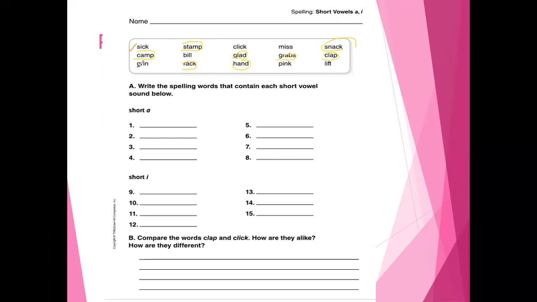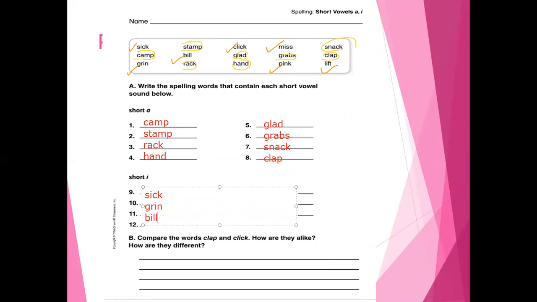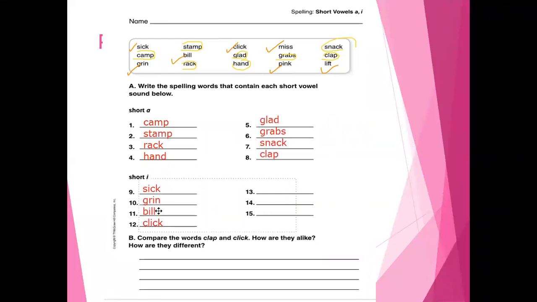Let's check. Sick, short I. Green, short I. Bill, short I. Click, short I. Miss, short I. Pink and lift, they have short I. So let's write them. So here we will write camp, stamp, rack, and hand. Here we have glad, grabs, snack, and clap. Short I: sick, green, bill, click. Let's arrange them. Let's complete. Here we have miss, pink, lift.